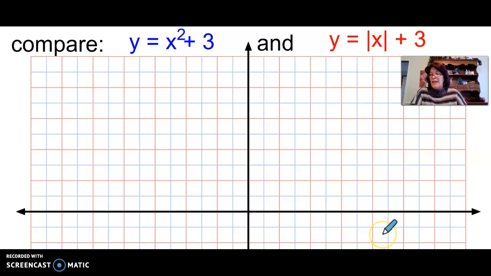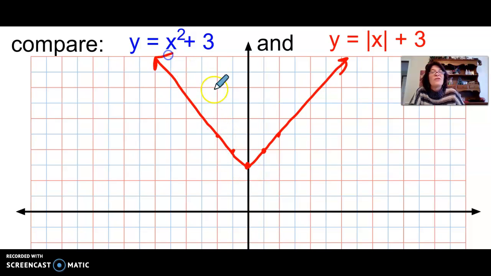Let's look at these two now. Let's remember, when I added 3 to the absolute value of x, do you remember how that changed it? Didn't it move it up 3? And then we still had our same v happening up here, right? Remember? Okay, we just took our test on this. So hopefully you're remembering that. Let's see what happens with y equals x squared plus 3.